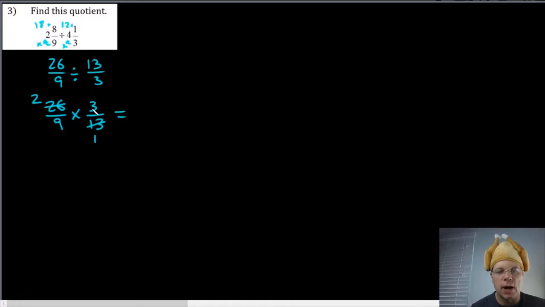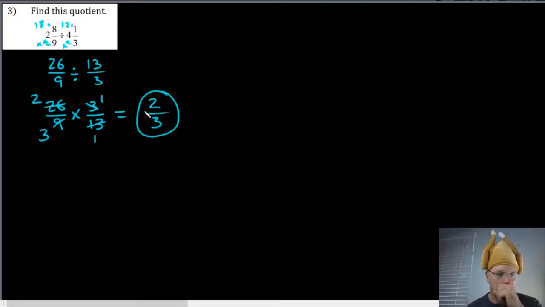3 and 9 also have a common factor of 3. 3 divided by 3 is 1. 9 divided by 3 is 3. So now when we multiply, 2 multiplied by 1 is 2. 3 multiplied by 1 is 3. And so our quotient here is 2/3.